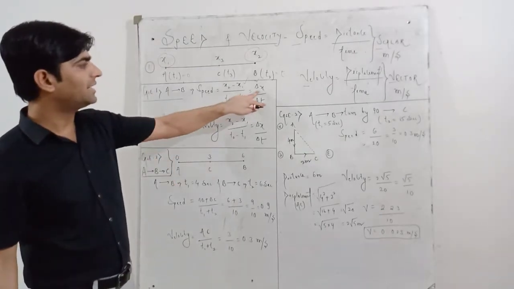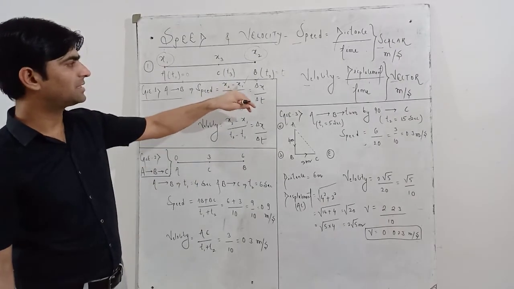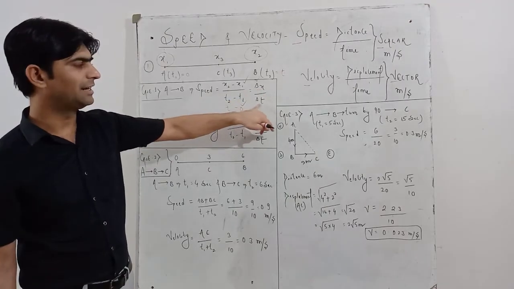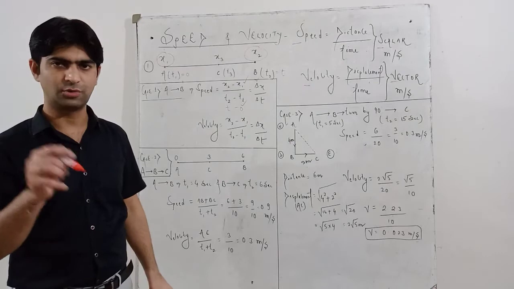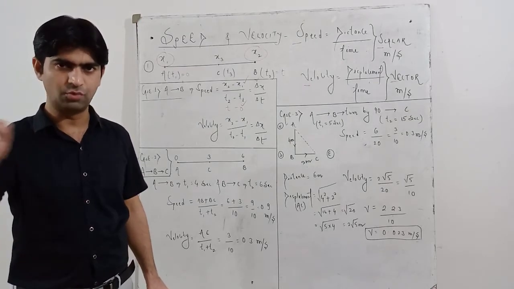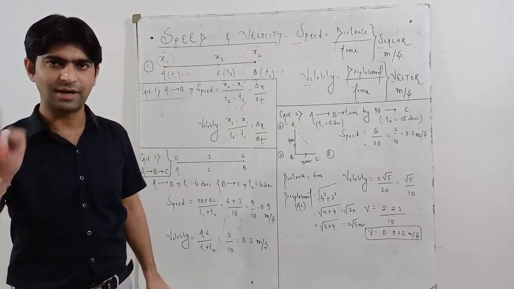So this is del x upon del t. The difference of x, x2 minus x1, I am writing as del x. The difference of time, I am writing as del t. Suppose it is z2 minus z1, what will you write? Del z. u2 minus u1, what will you write? Del u. z2 minus z1, del z. y2 minus y1, del y.